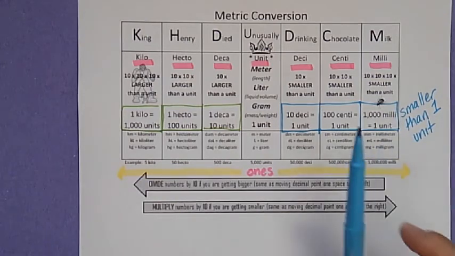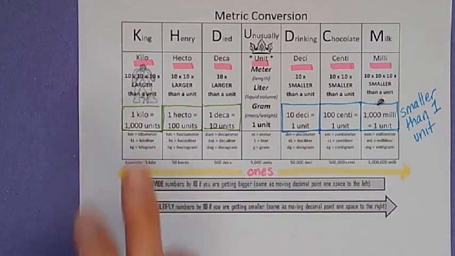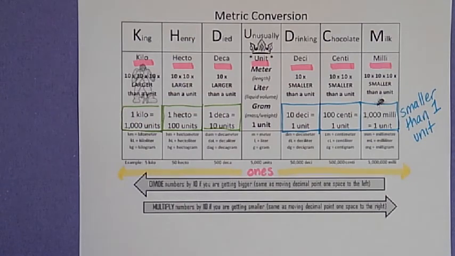So just like the place value chart, when we're working with this side, we're looking at things that are smaller than 1 unit. And when we're looking at this side, we're looking at things that are larger than 1 unit.